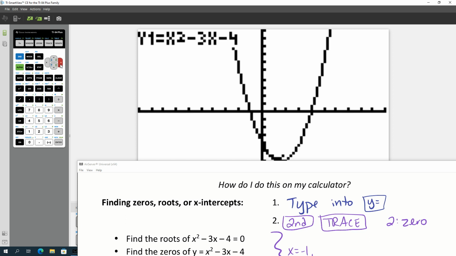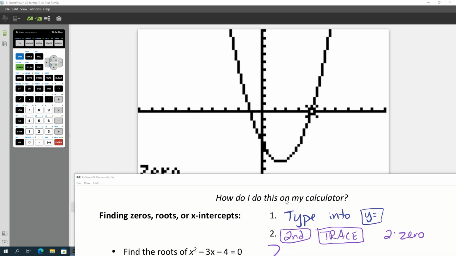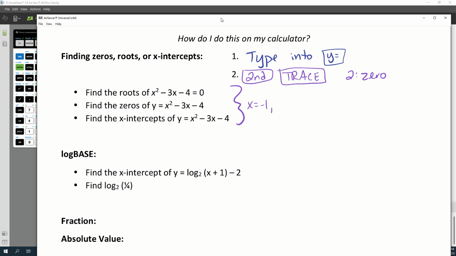All right, we are already on the left. I'm just going to move a little closer to where it crosses the x-axis. Hit enter. Move to the right side and hit enter again. And then one more time. And it's going to be 4. So that's how you do that.